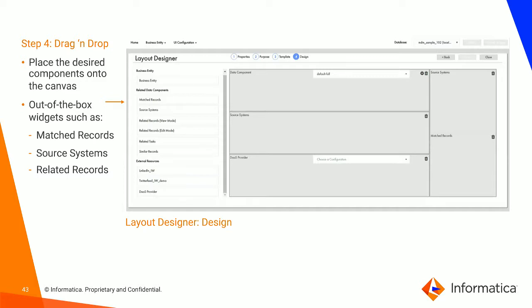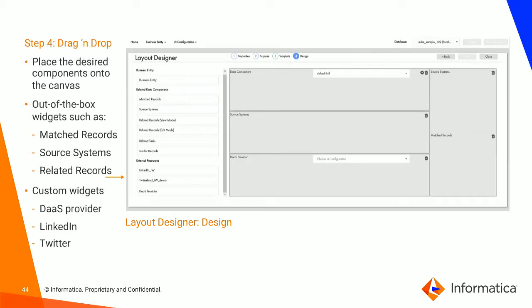On top of that, I can go ahead and pick out-of-the-box widgets that we include. Something like match records or source system related records, widgets that have traditionally been part of the MDM solution, are available there as well. So you drag and drop that into a place on the canvas, and if those widgets support some sort of configuration, it will be available through the drop-down, and you can select that drop-down and pick the configuration that you want. And of course, we have the place for custom widgets.